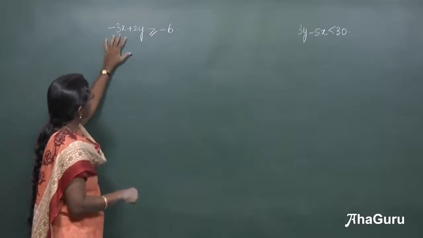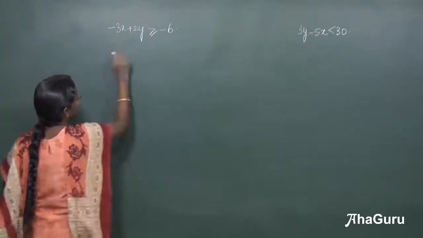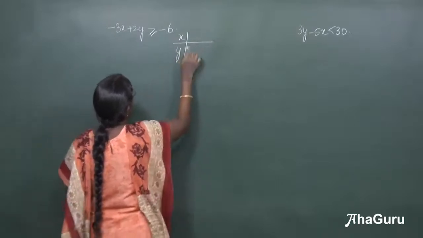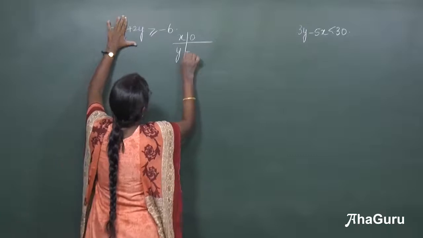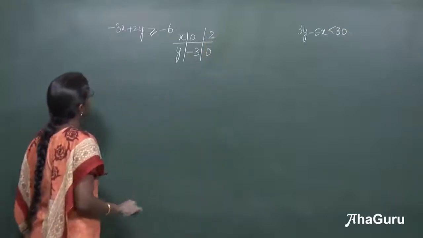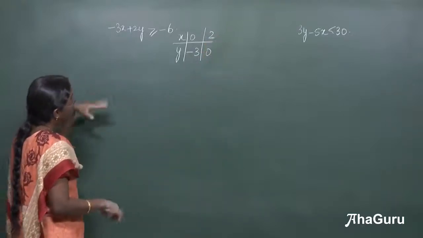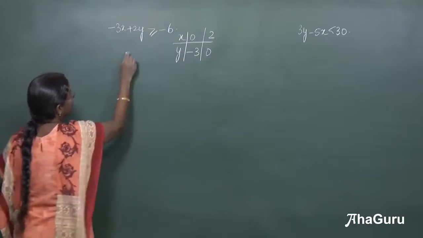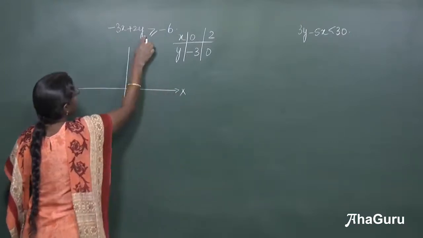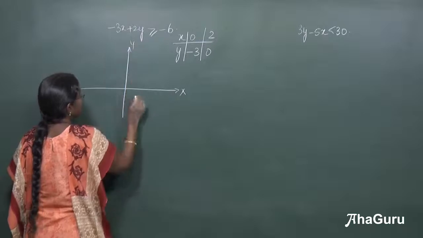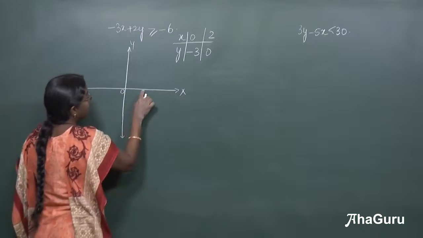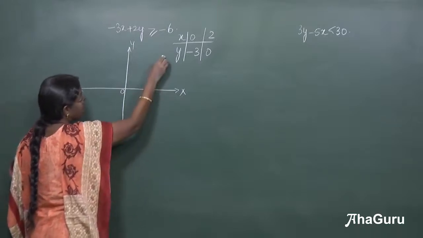The inequality is minus 3x plus 2y greater than or equal to minus 6. Now to draw the line, first we will find out where it cuts the x-axis and y-axis. When x is 0, you get y to be minus 3, and when y is 0, x is equal to 2. I am considering only the equality part. The inequality part will be the region which we will look out for in the graph. We will first draw the line minus 3x plus 2y equal to minus 6. X is equal to 2 and y is equal to minus 3.